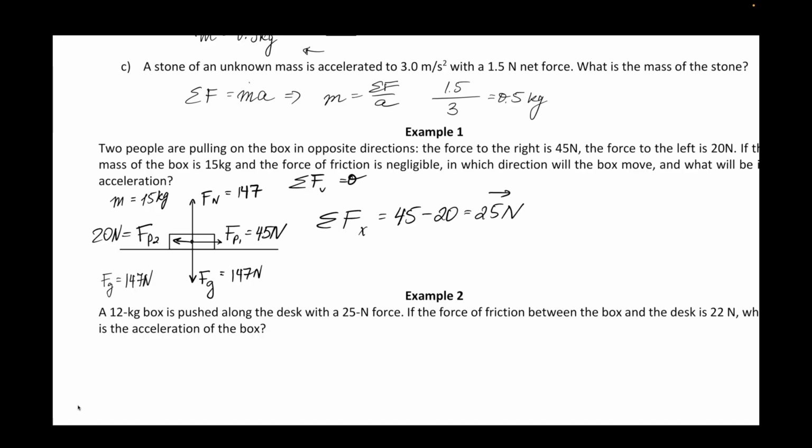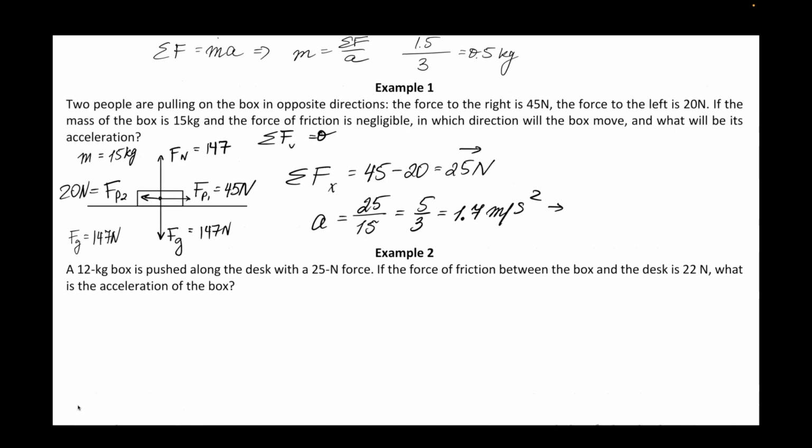So the acceleration of our box is also going to be to the right, in the direction of the net force. And to figure out its magnitude, we're going to divide 25 by 15. That is like 5/3, so that is about 1.7 meters per second squared. And it's going to be to the right, in the direction of the bigger force.